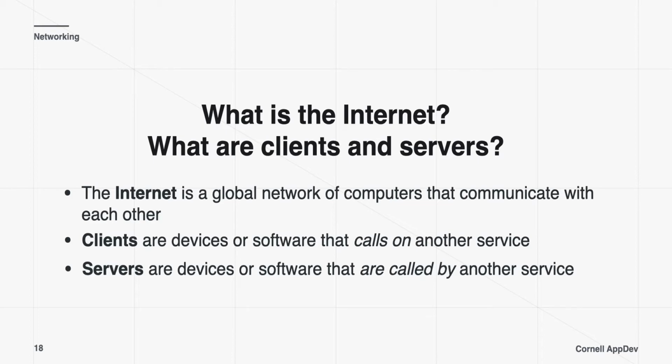So to reiterate, the internet is just a global network of computers that communicate with each other. And then clients are devices or software that call on another device. So for iOS, that would be your iOS app. And then servers are devices or software that are called by another device.